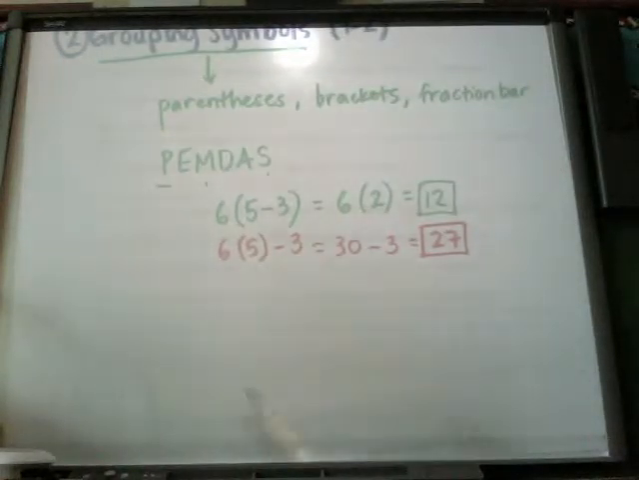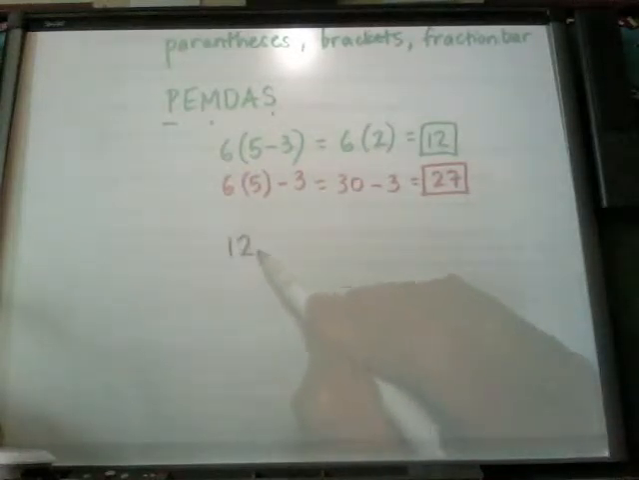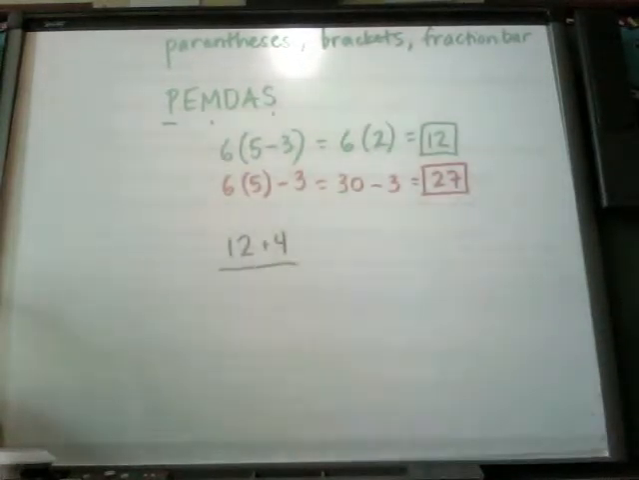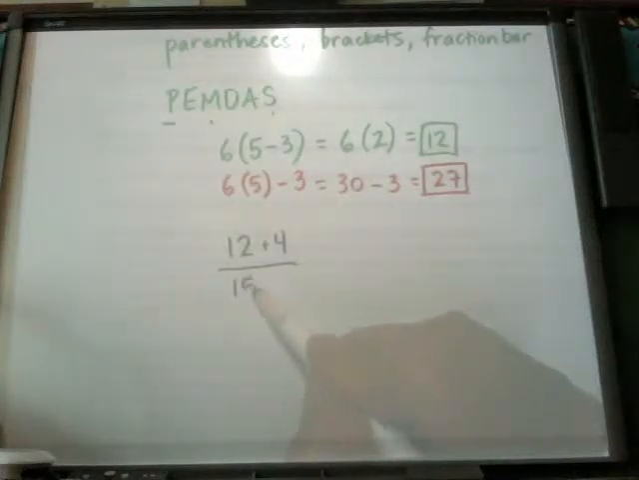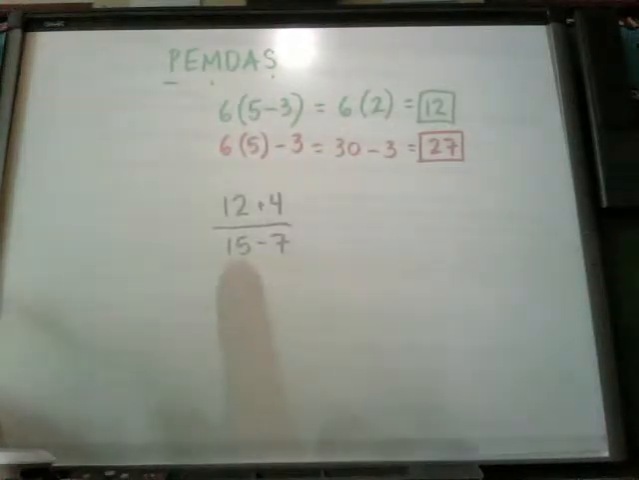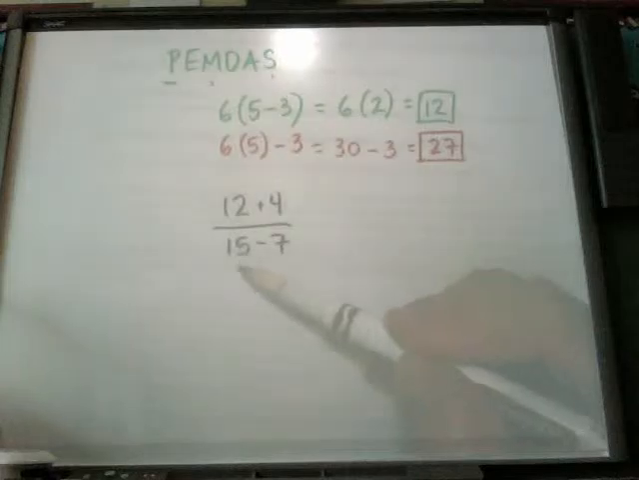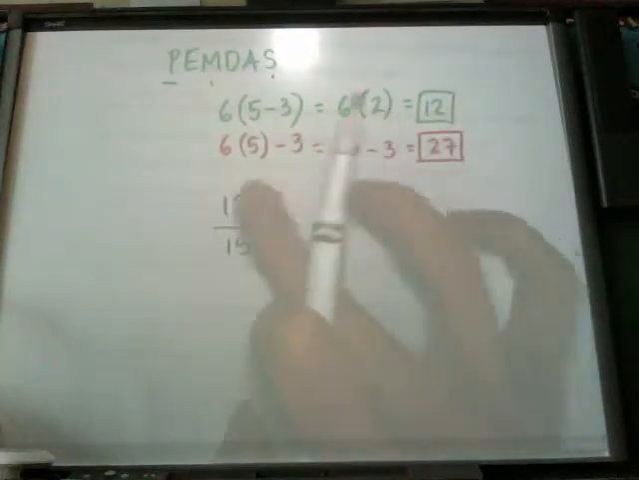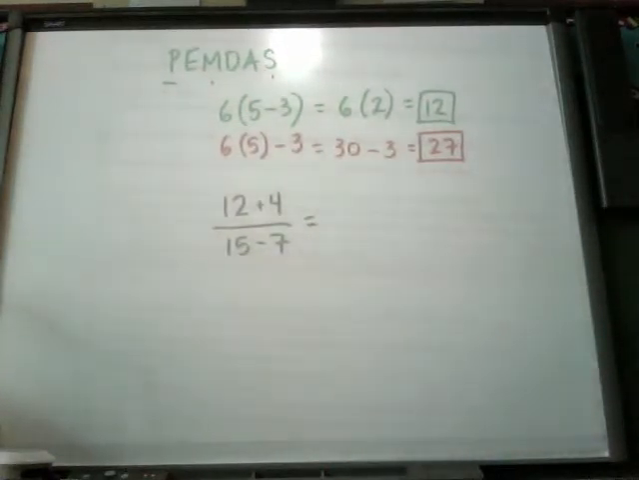Let me show you the fraction bar. Now again, these are simple examples. 12 plus 4 over 15 minus 7. Here the idea of a grouping symbol is that you just treat the numerator, the top part, and solve that. There's its group. And then you treat the denominator, the bottom part, as a group, and you solve that. And that's all. The idea with this is that we're not going to go top and bottom and try to simplify these. We're going to treat the numerator as a group and the denominator as a group. And that's all it means when I say a fraction bar can be a grouping symbol.